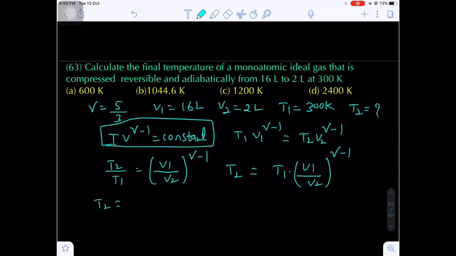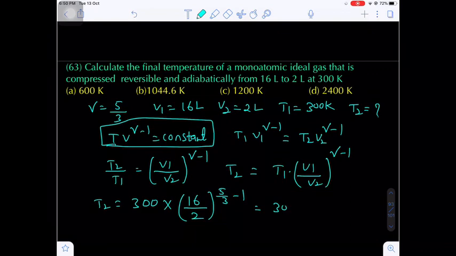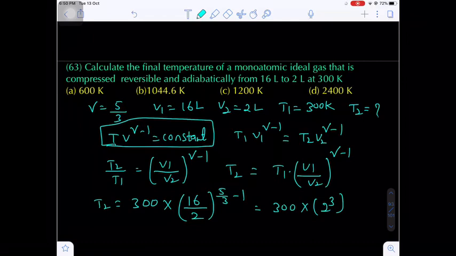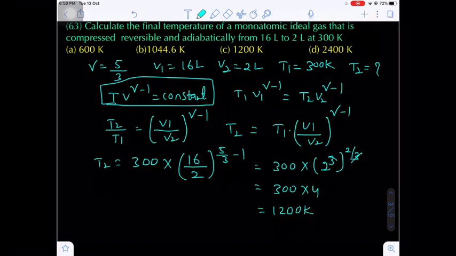Now T2 will be equal to, what is the initial temperature? 300 into initial volume 16 liters and final volume 2 liters, whole to the power gamma minus 1, gamma value 5 by 3 minus 1. So overall you will get 300 into 16 by 2, that is nothing but 8. I write 8 as 2 to the power 3. 5 by 3 minus 1 is nothing but 2 by 3. So the 3 gets cancelled. So 300 multiplied by 2 square, that is 4, which is equal to 1200 Kelvin.